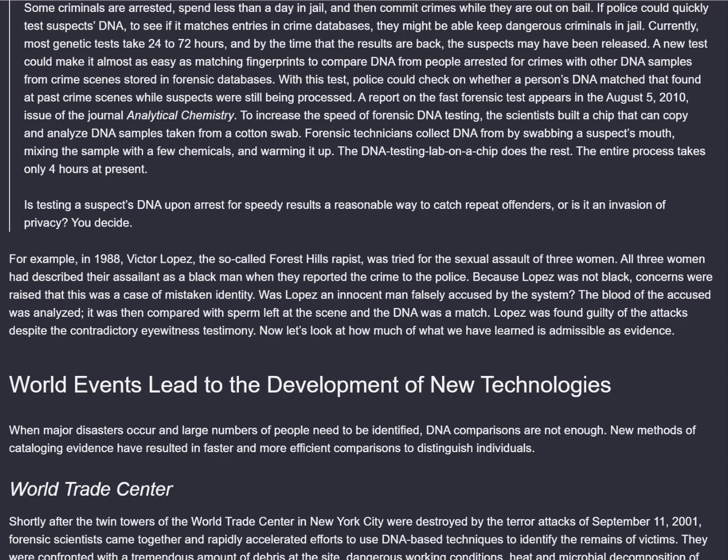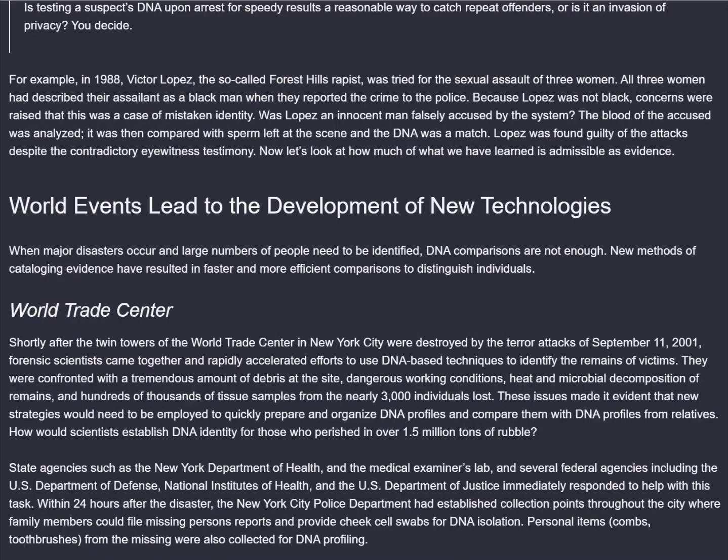A report on the FAST forensic test appears in the August 5, 2010, issue of the journal Analytical Chemistry. To increase the speed of forensic DNA testing, the scientists built a chip that can copy and analyze DNA samples taken from a cotton swab. Forensic technicians collect DNA by swabbing a suspect's mouth, mixing the sample with a few chemicals, and warming it up. The DNA testing lab on a chip does the rest. The entire process takes only 4 hours at present.